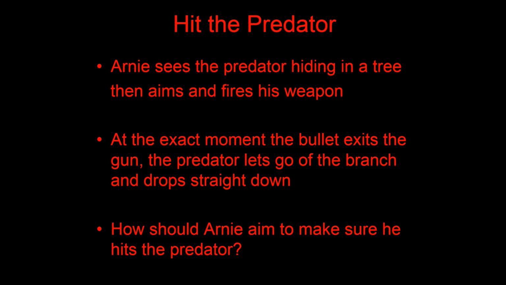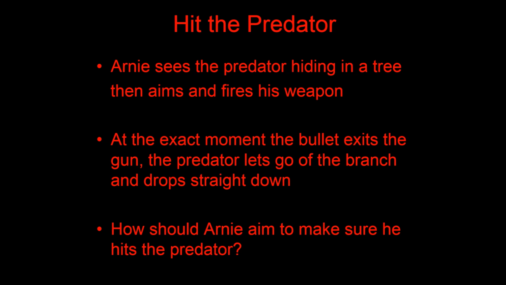So in this particular case, you've got Arnie walking through the jungle attempting to get to his chopper. He sees the predator hiding in a tree, then aims and fires his weapon at the predator. He's firing at the predator because it's probably going to end up skinning him and pulling his skull off, so it's quite acceptable. So he fires at the predator hiding in a tree, and at the exact moment that the bullet exits his gun, the predator lets go of the branch and drops straight down. Doesn't jump in the air, just drops from the branch.